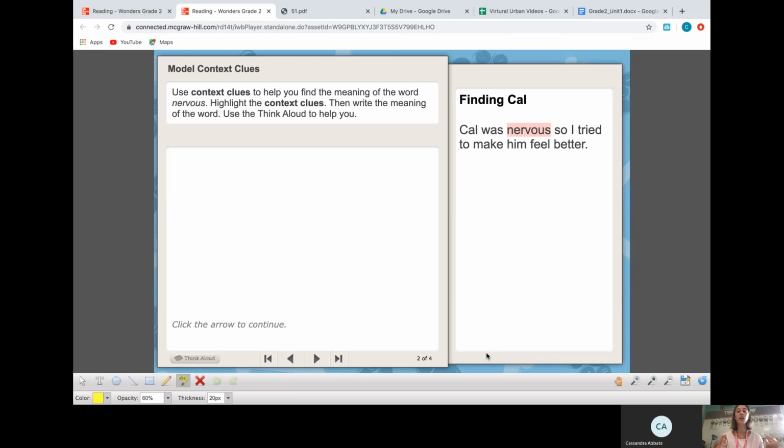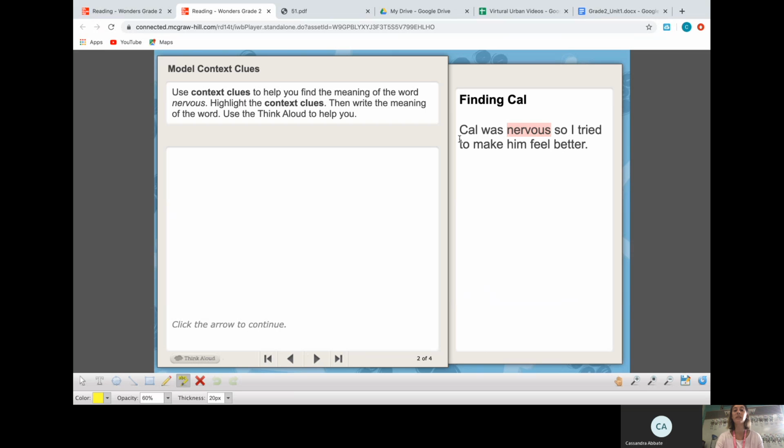So you guys are first just going to go ahead and listen and watch me. So you can go ahead and put that pencil, that pen down, anything like that. And you're just going to listen to me and watch me first. Directions say, use context clues to help you find the meaning of the word nervous. Highlight the context clues. Then write the meaning of the word. Use the think aloud to help you. That's that button right down here.